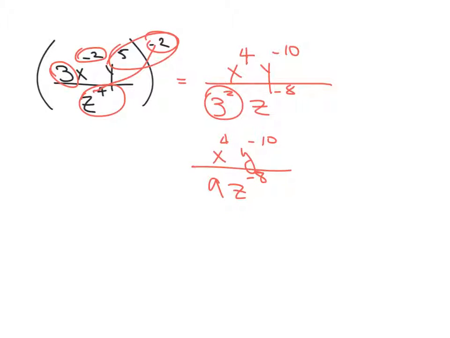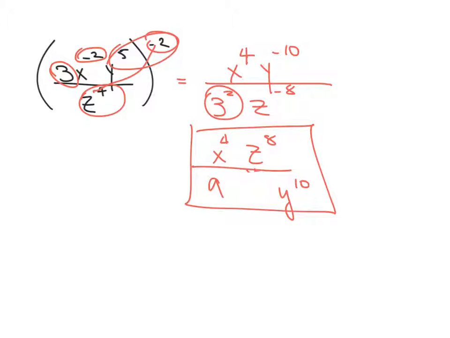Now if we did want to make all of our exponents positive, we would take that and put it down here. And we would take the z to the negative 8 and make it a z to the 8th and put it up here. And so there would be our answer if we wanted everything positive.